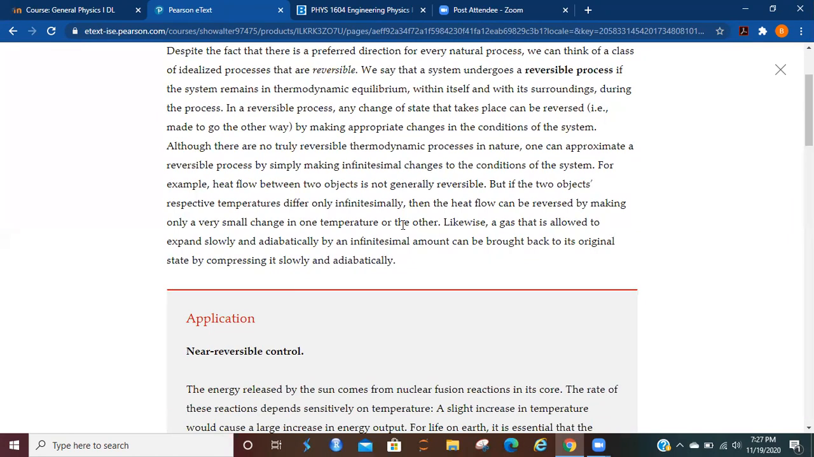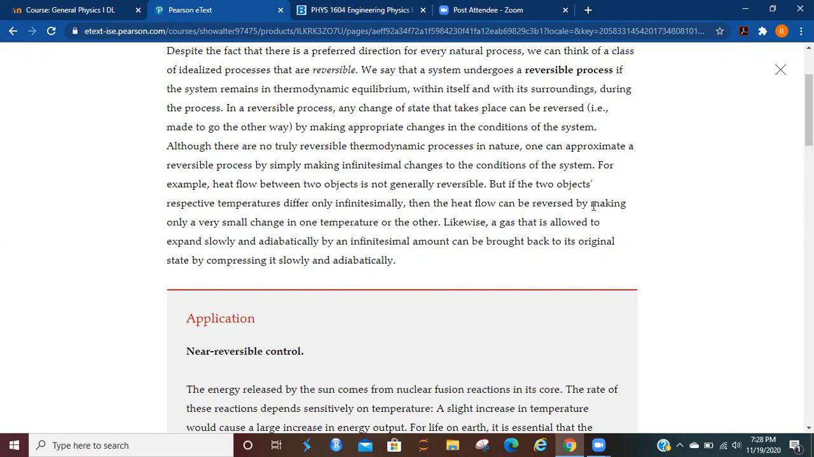Although there are no truly reversible thermodynamic processes in nature, you can approximate this by simply making infinitesimal changes to the conditions of the system. So, for example, heat flow between two objects generally is not reversible, but if the two objects' respective temperatures differ just in a small manner, then the heat flow can be reversed by making only a very small change in one temperature or the other. And likewise, a gas that is allowed to expand slowly and adiabatically by a small amount can be brought back to its original state by compressing it.